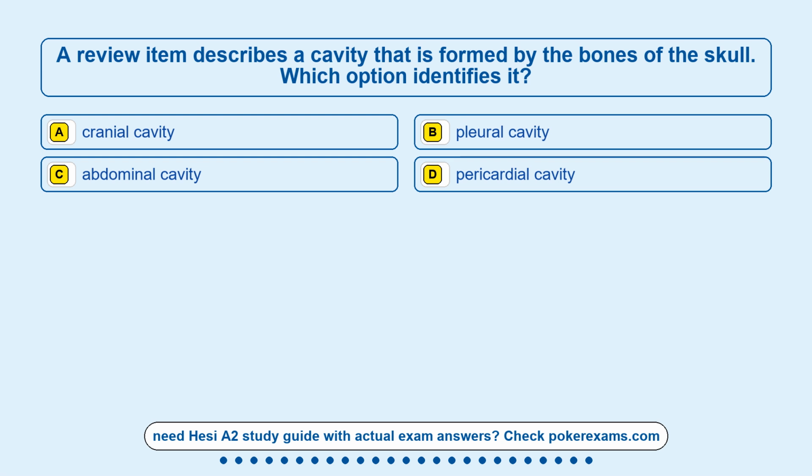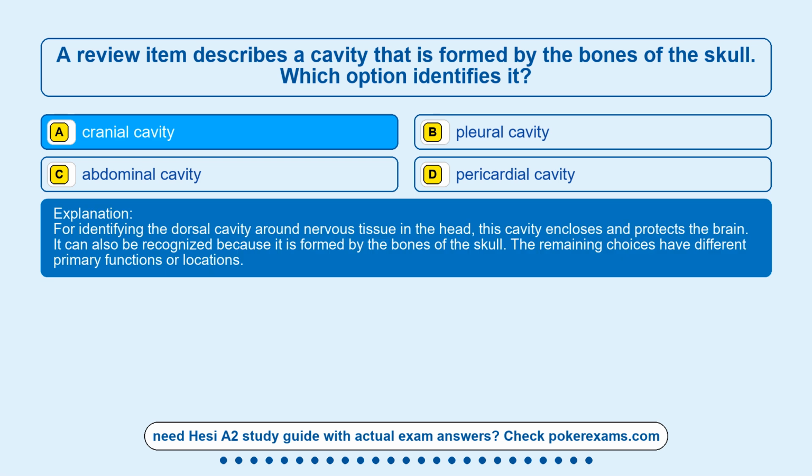Question 14. A review item describes a cavity that is formed by the bones of the skull. Which option identifies it? Option A, cranial cavity. Option B, pleural cavity. Option C, abdominal cavity. Option D, pericardial cavity. The correct answer is option A, cranial cavity.